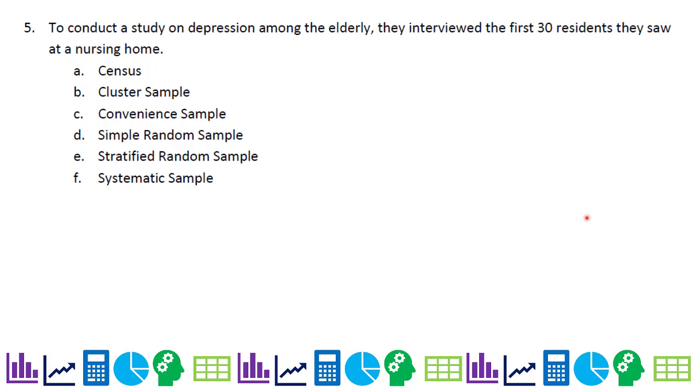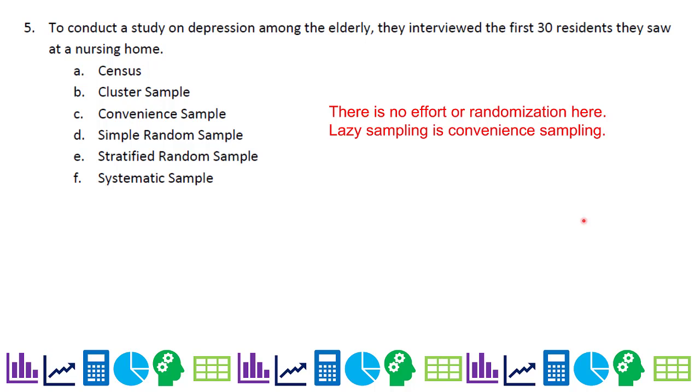To conduct a study on depression among the elderly, they interviewed the first 30 residents they saw at a nursing home. So first of all, they just looked at the first set of residents. They didn't try to make any effort or randomization here. This is lazy sampling, also known officially as convenience sampling. I personally think they should call it lazy sampling, but that's fine.